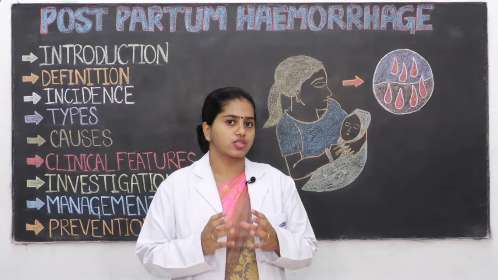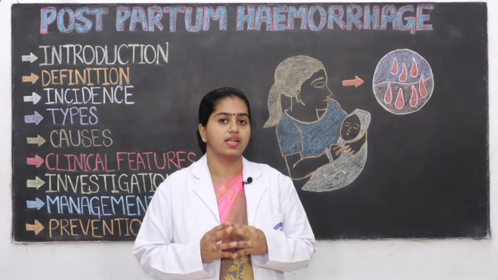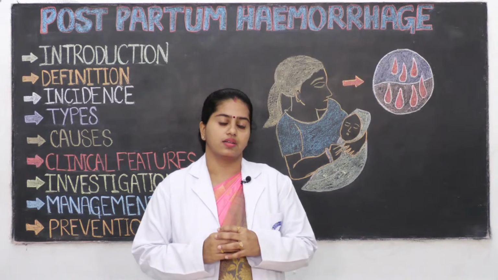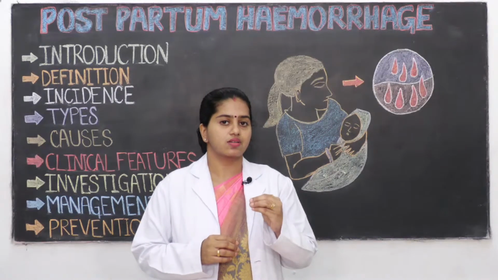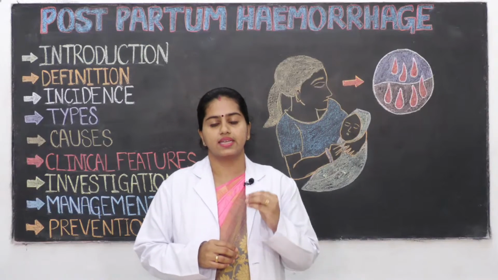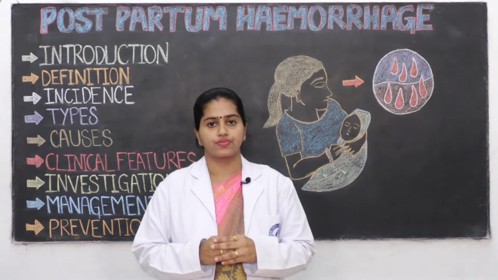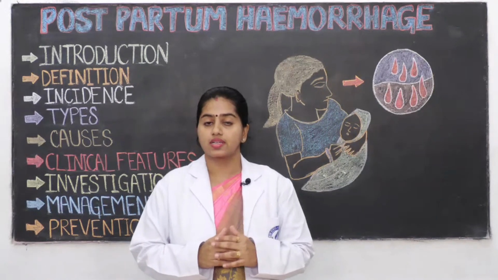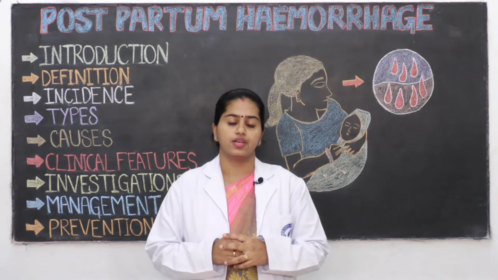Normally, what should happen after delivery of the child? The uterus becomes hard. If the uterus does not become hard, and instead becomes soft, flabby or boggy, then it is known as the atonicity of the uterus. So we will see what the causes of atonicity of the uterus are.